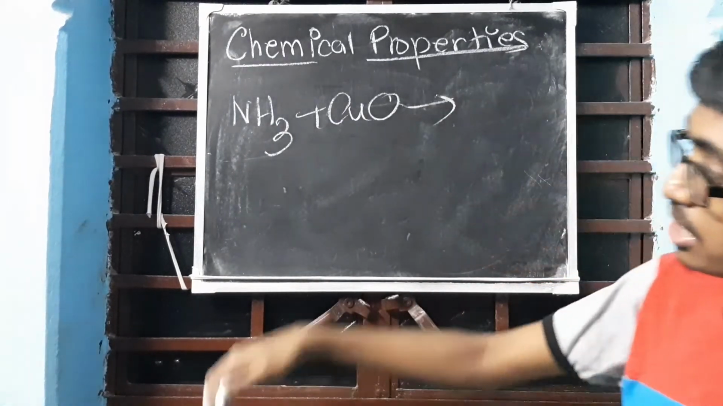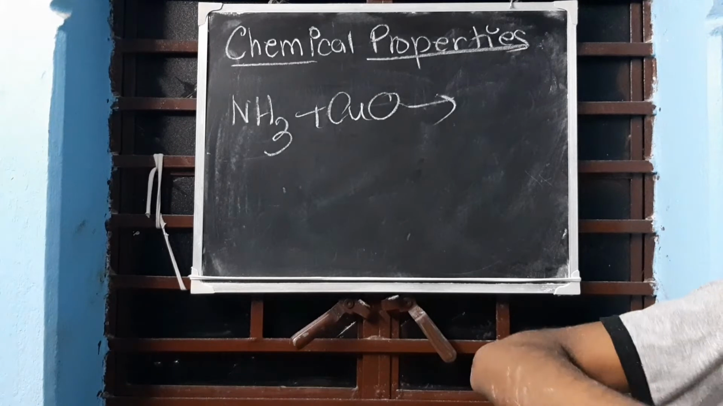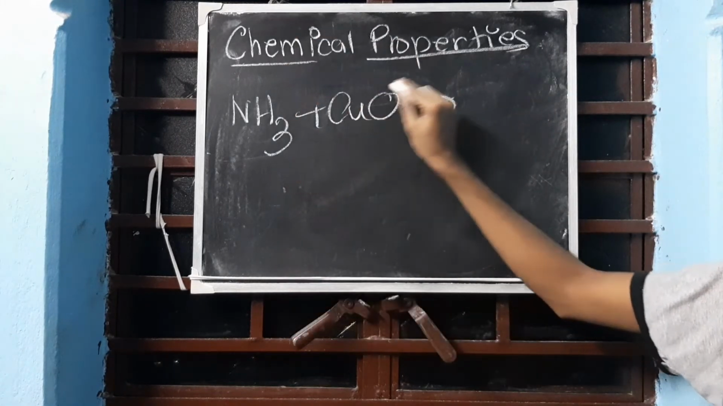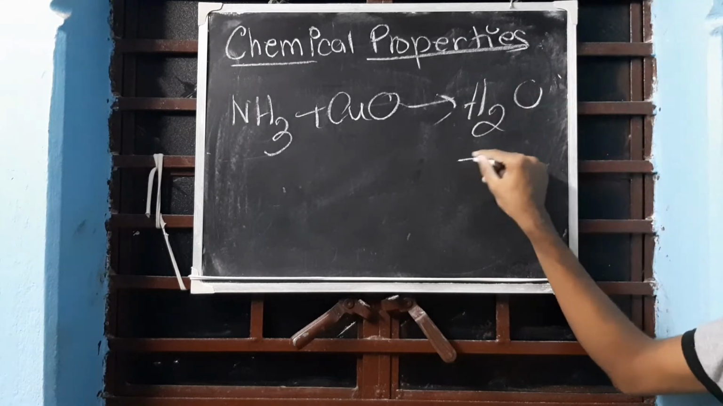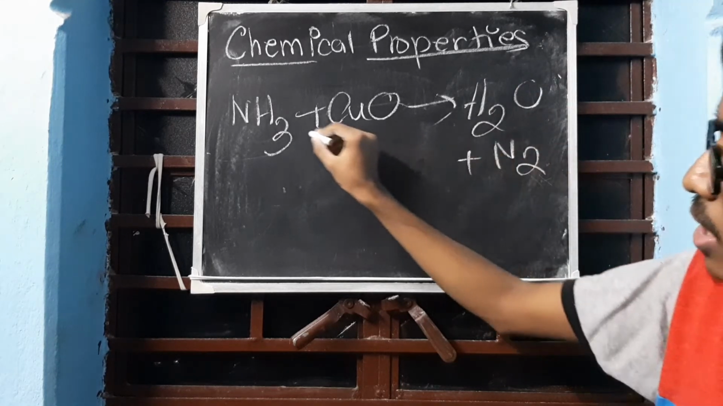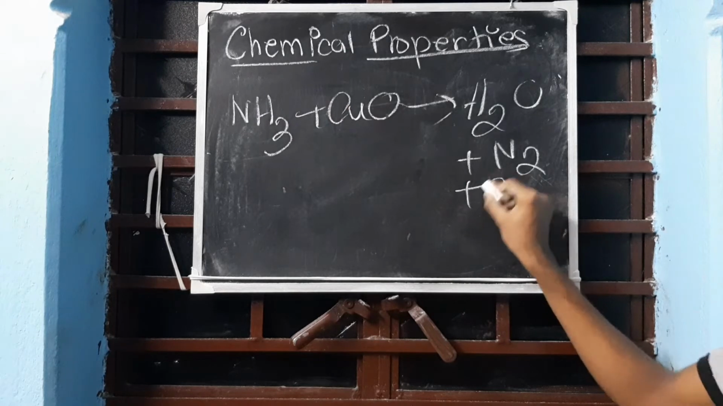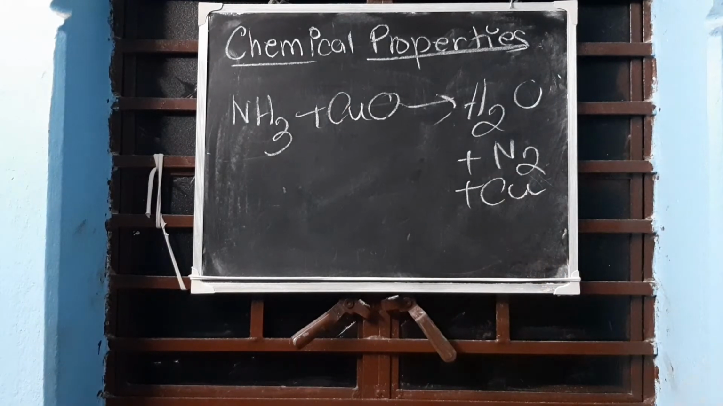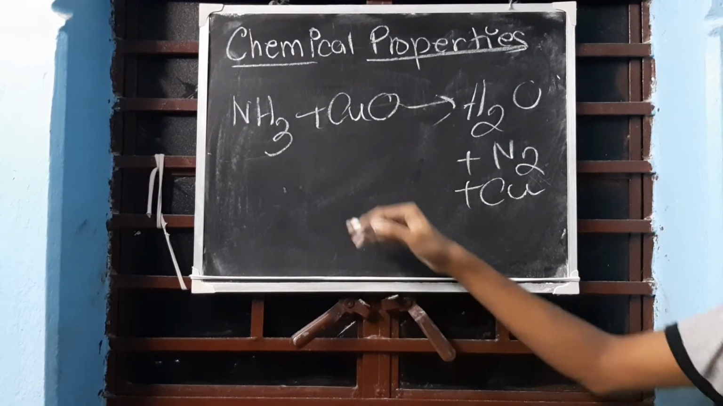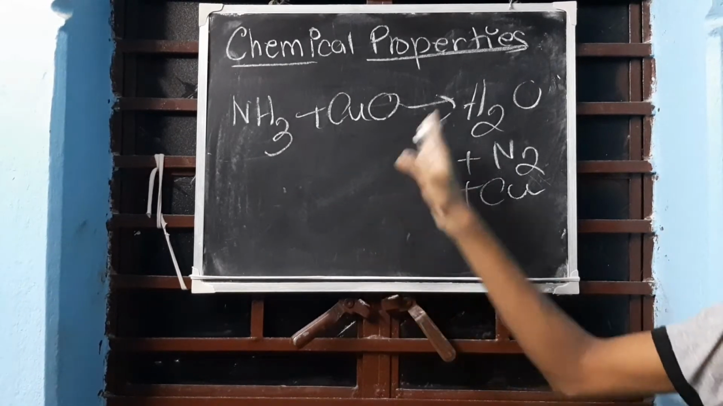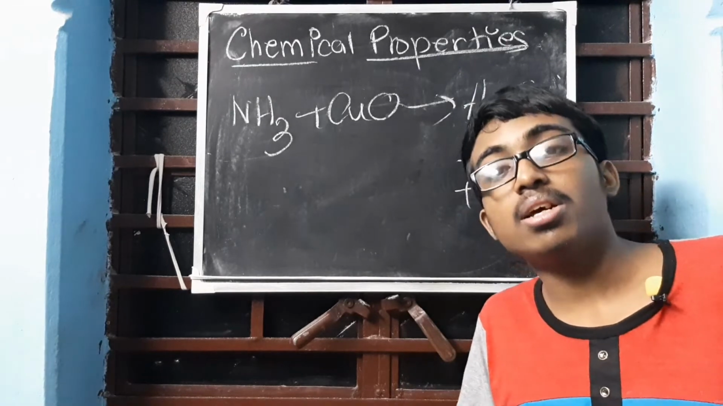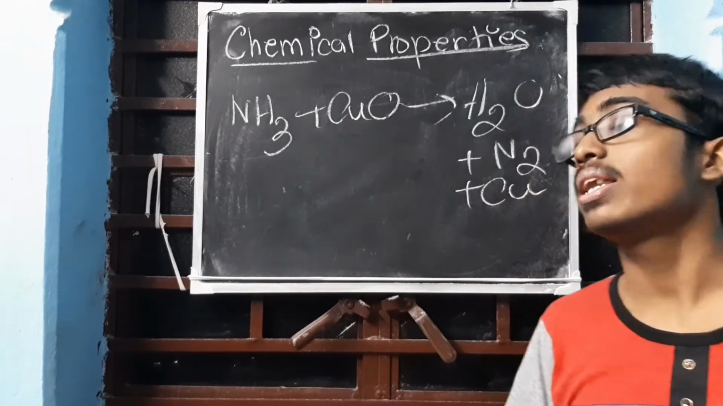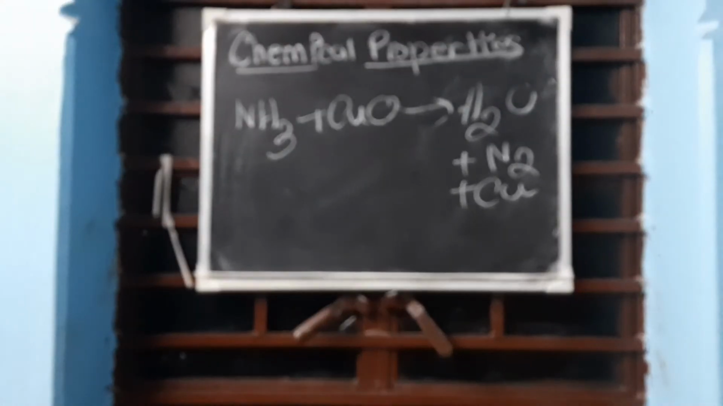Itself will go under oxidation. What is forming after oxidation? H2O and N2. But it will reduce the CuO to Cu. So the reaction results in Cu sitting alone, N2 sitting alone, and H2O. Clear? This is showing the reducing property of NH3.